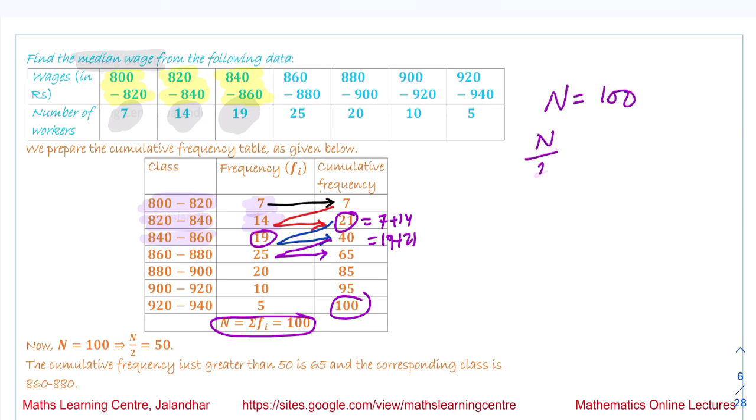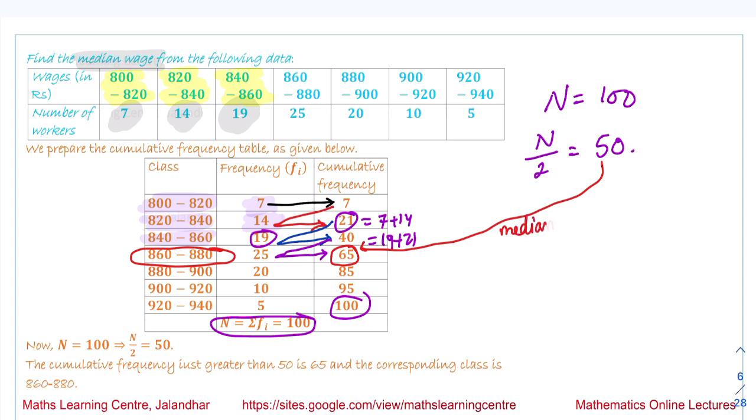So n by 2 we calculate, that is equal to 50. Now 50 lies somewhere over here. So the cumulative frequency greater than 50, just next to 50, is 65. It means the median class that we have is 860 to 880.